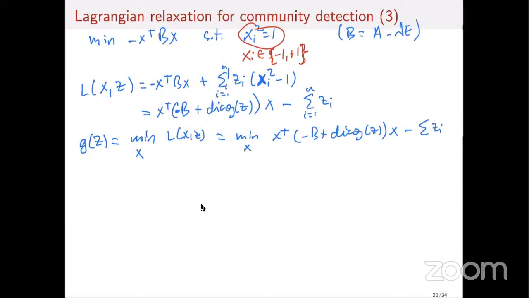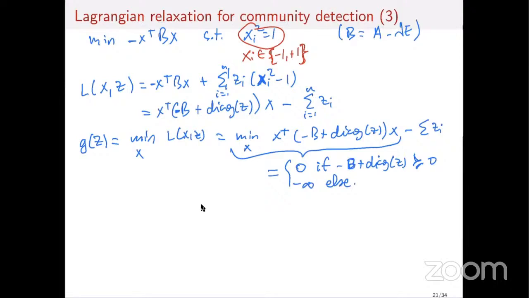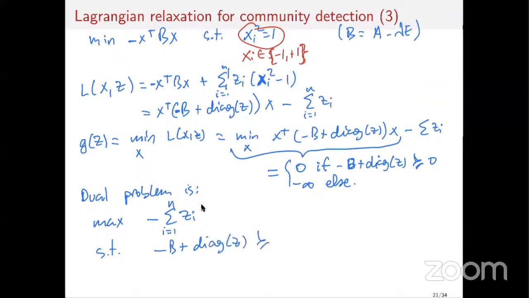And so now I want to solve this optimization problem. I want to minimize a certain quadratic on the whole space. And there are two cases. This is going to be equal to zero if minus B plus the diagonal of z is a positive semi-definite matrix, if all its eigenvalues are non-negative. And this is going to be minus infinity otherwise. By a very simple analysis, if you minimize a quadratic on the whole space, either the minimum is zero if it's a positive semi-definite matrix, otherwise it's minus infinity. So this means that the dual problem is the problem of maximizing minus the summation of the zi from i equals one to n, subject to minus B plus the diagonal of z being positive semi-definite.